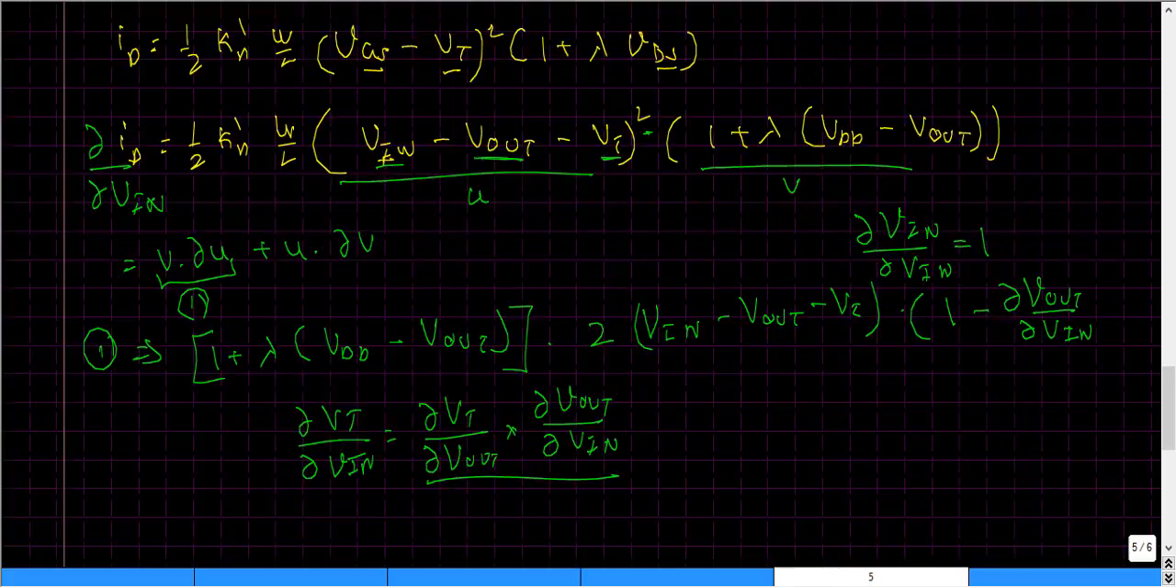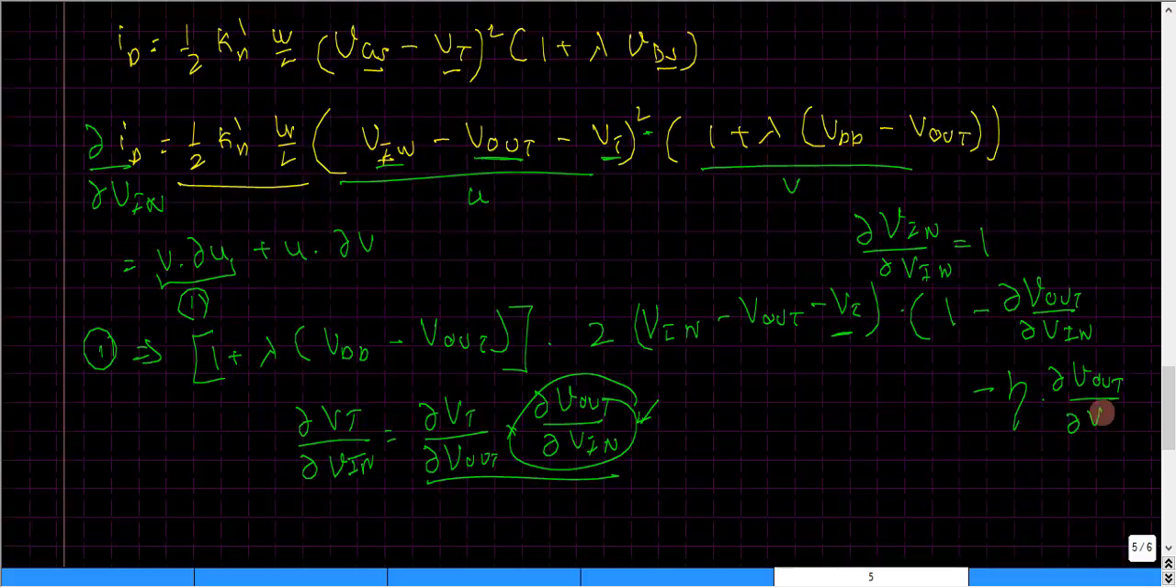So what we have here is this whole bunch of terms, and I forgot one more thing, the inclusion of this half k dash w by l. Anyhow, we'll be including that, but before that, let me write the value that we have got for the partial derivative of del vt with respect to del v out. So the partial derivative of that is nothing but the eta, and since we have already used some chain rule here, I have to add this particular multiple over here, which is again del v out with respect to del v in.